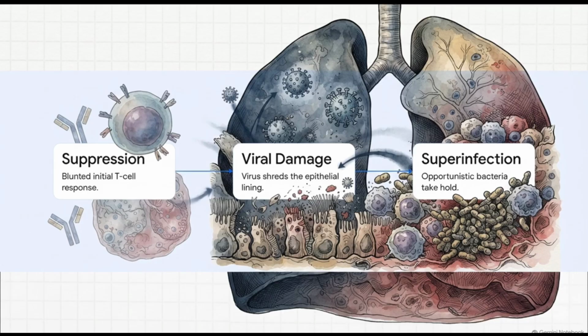Or, in another scenario, a primary viral infection like influenza or COVID-19 might come in, completely shred the lung's epithelial lining, and totally distract the immune system. And while the body is busy fighting off that virus, an opportunistic bacteria like Staph aureus sneaks in and causes a massive secondary bacterial superinfection.